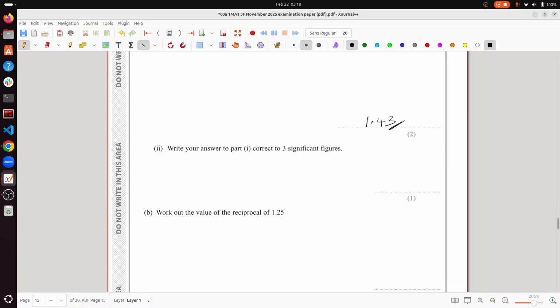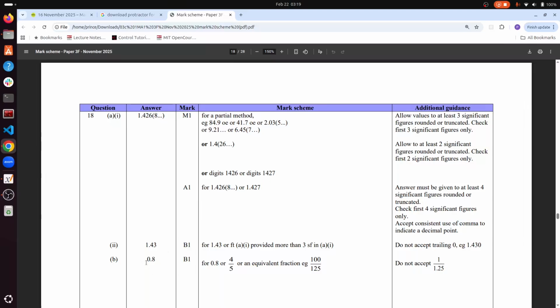Work out the value of the reciprocal of 1.25. Reciprocal is the same as inverse, which means 1 divided by that number. So 1 over 1.25. Now we know that 1.25 is the same thing as 1 whole and 1/4, and that is 5 over 4. So that's 1 divided by 5 over 4, which is 1 times 4 over 5, which is 4 over 5, or 0.8, which is the same thing as 4 over 5.